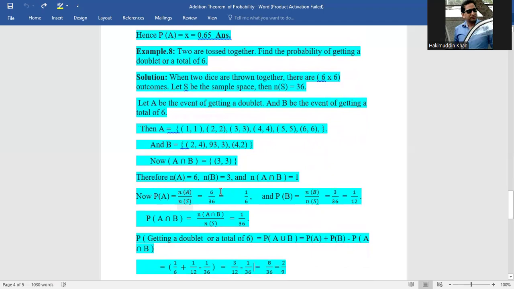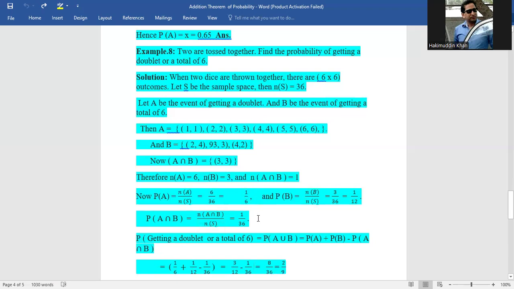So now P of A is equal to N of A by N of S. Very simple. 6 by 36 become 1 by 6. P of B is equal to N of B by N of S, 3 by 36, 1 by 12. And then P of A intersection B equal to N of A intersection B divided by N of S, 1 by 36.